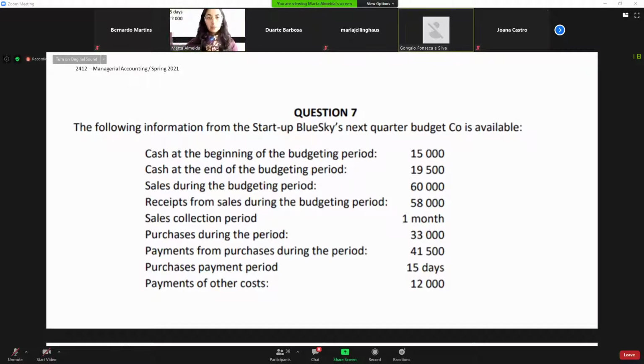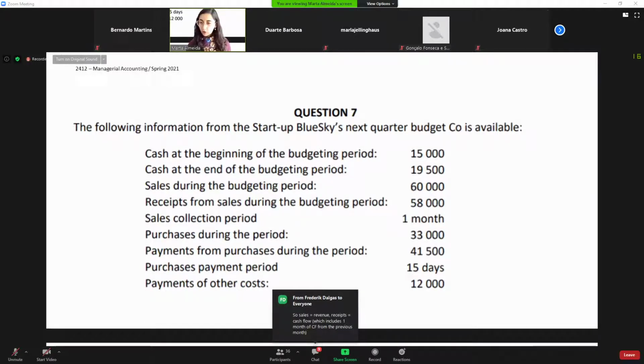Okay, so basically the 18,000 is like receivables from the period before. Exactly. Very good. More questions? Now everyone's good with this? Yep.